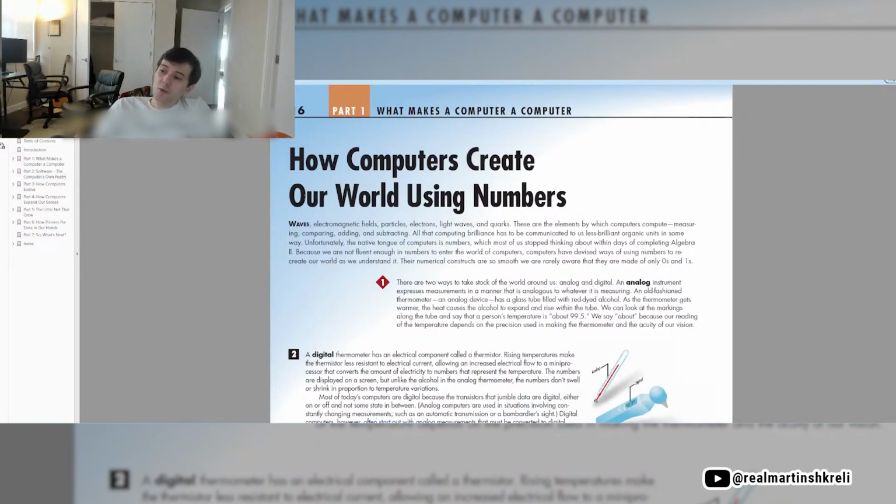How computers create our world using numbers. So this sort of ties it all together. Waves, electromagnetic fields, particles, electrons, light waves, and quarks. These are the elements by which computers operate or compute, measuring, comparing, adding, and subtracting. All that computing brilliance has to be communicated to us less brilliant organic units in some way.